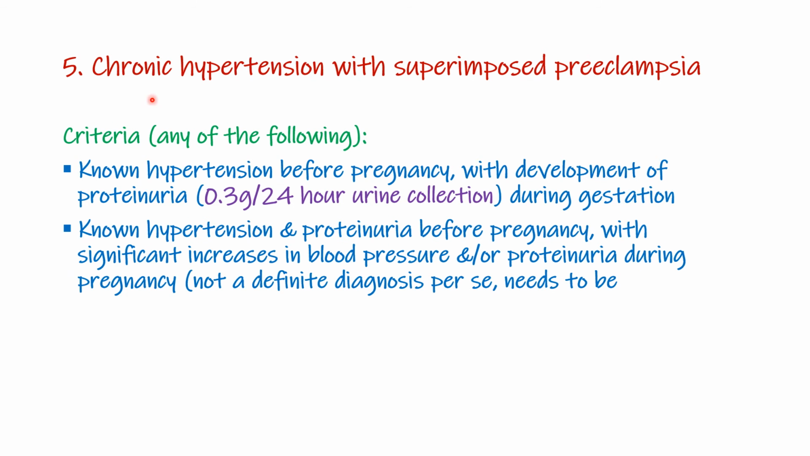So the last one, which is chronic hypertension with superimposed preeclampsia, any of the following can be the definition. So no hypertension before pregnancy... I already know I only have hypertension before pregnancy with development of proteinuria, that is 0.3 grams per 24-hour collection during pregnancy, or hypertension and proteinuria before pregnancy with significant increase in the blood pressure or the proteinuria during pregnancy. However, this is not a definitive diagnosis per se and needs to be evaluated.